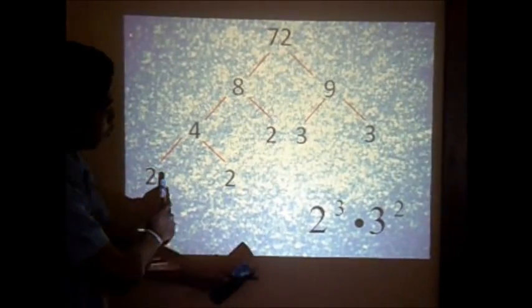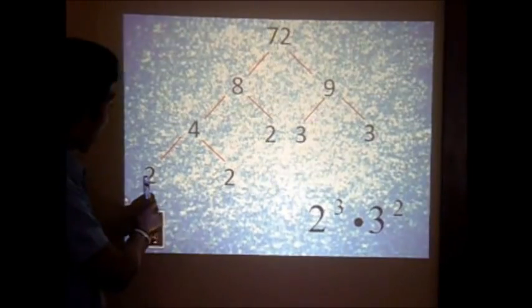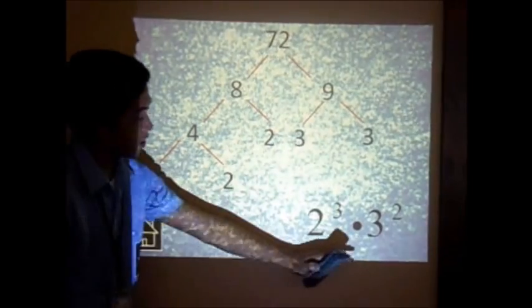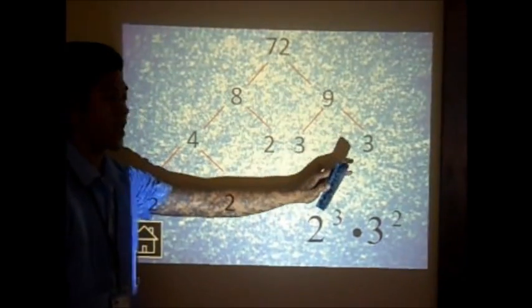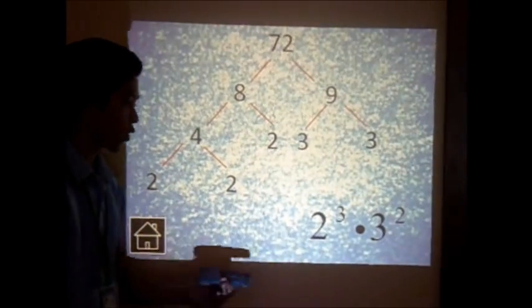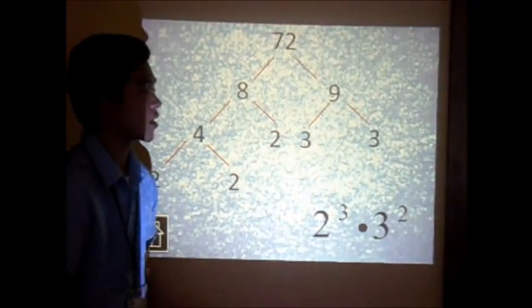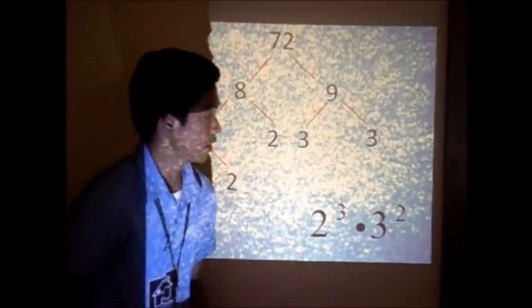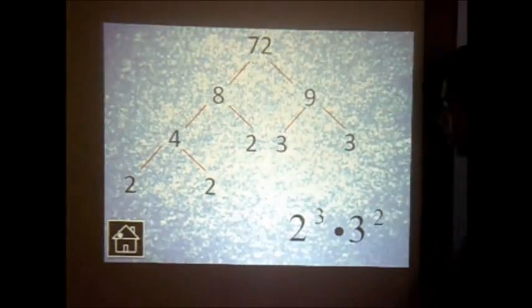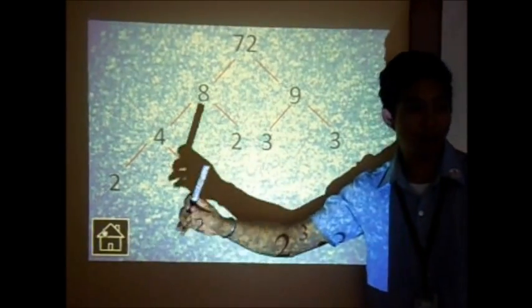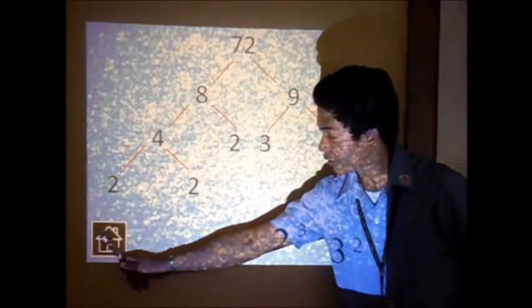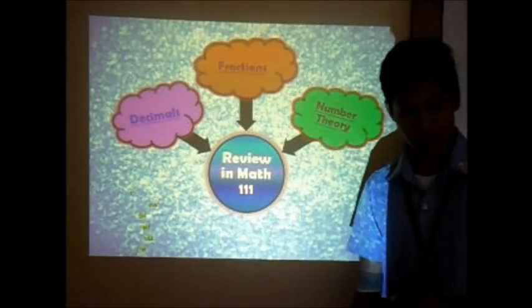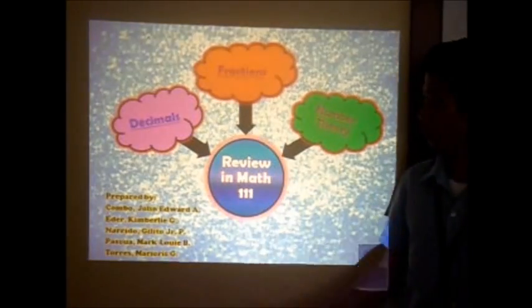2 cubed means 2 multiplied three times, and 3 squared means two 3s multiplied by each other. So the answer is 2 cubed times 3 squared, since 2 and 3 are prime numbers. That is the last question for number theory. We go along to our last topic in our review in Math 111.